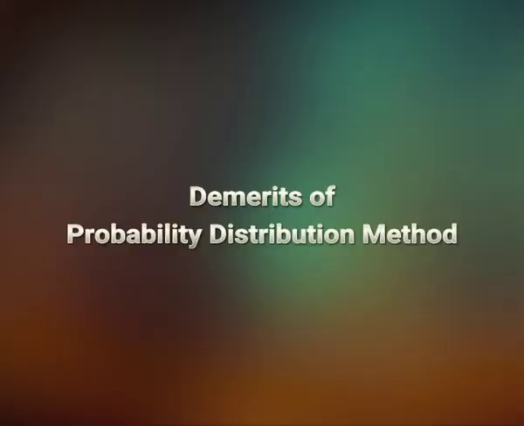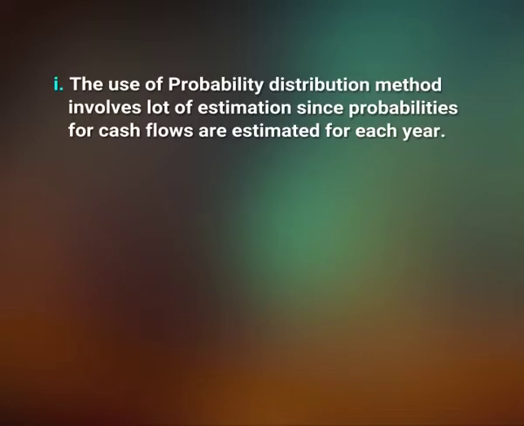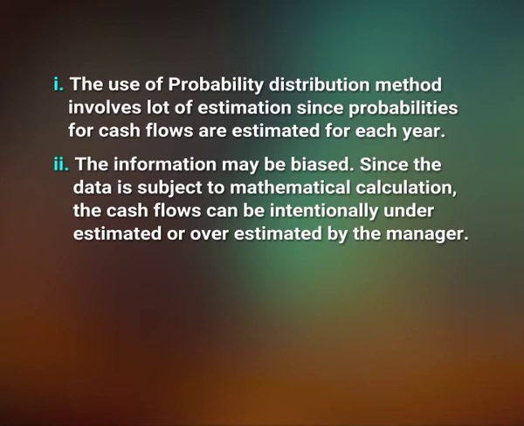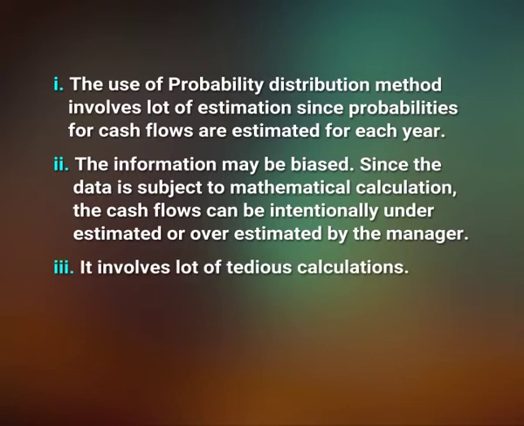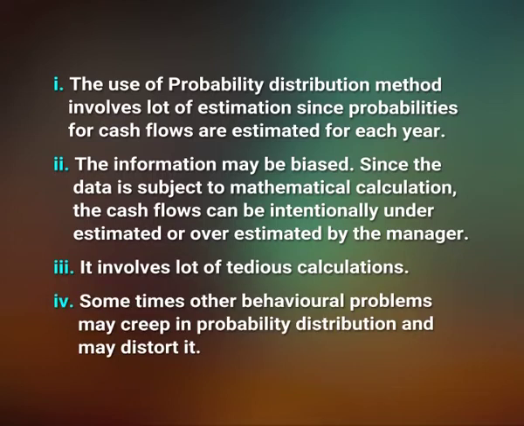Now we will see the demerits of the probability distribution method. The first demerit is that the use of the probability distribution method involves a lot of estimation, since probabilities for cash flows are estimated for each year. The second limitation is that the information may be biased. Since the data is subject to mathematical calculation, the cash flows can be intentionally underestimated or overestimated by the managers. The third limitation is that it involves a lot of tedious calculation. The fourth one is that sometimes other behavioral problems may creep in and distort the probability distribution.